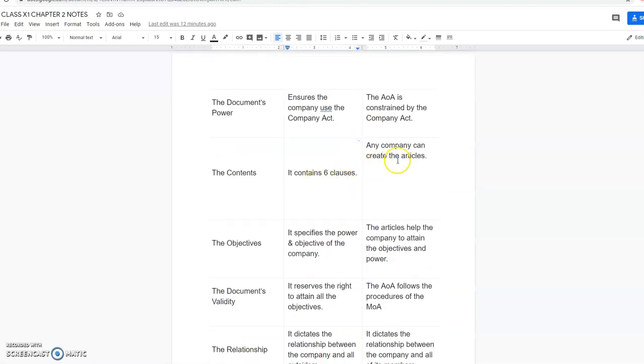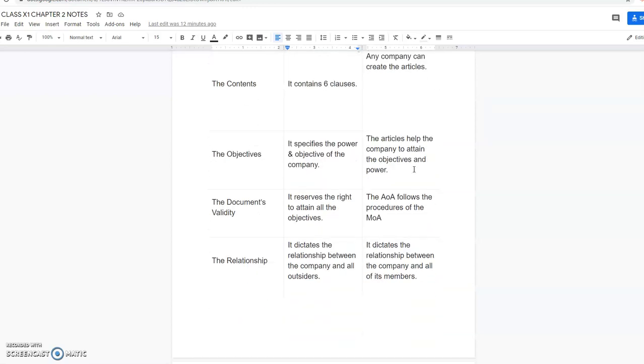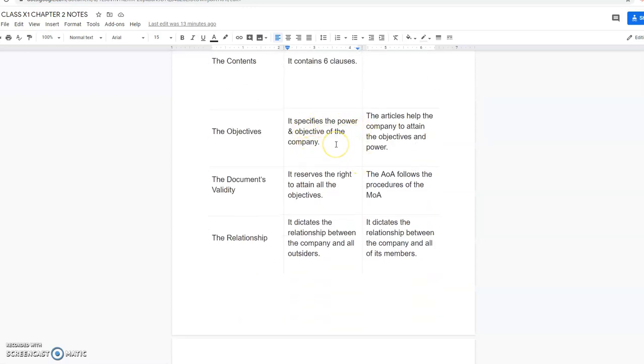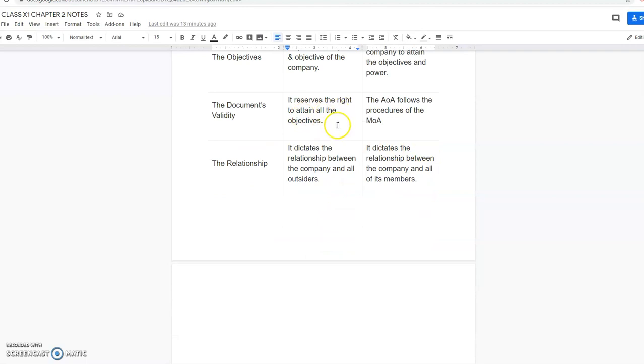It contains 6 clauses. Any company can create the articles. It specifies the power and objective of the company. The articles help a company to attain the objectives and powers. They tell what the objective is, what it does, and help in fulfilling them. It reserves the right to attain the objective. And the AOA follows the procedure of the MOA. This states the rights, up to how many objectives we can work, and the AOA says how they can be fulfilled. It dictates the relationship between the company and all outsiders. It dictates the relationship between the company and all its members, the insiders.